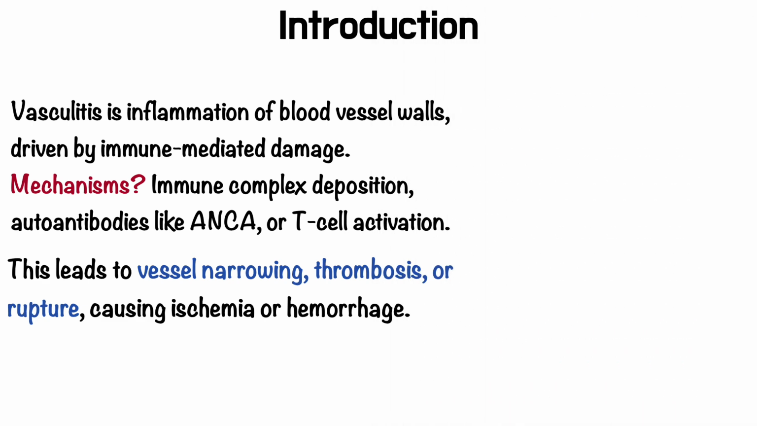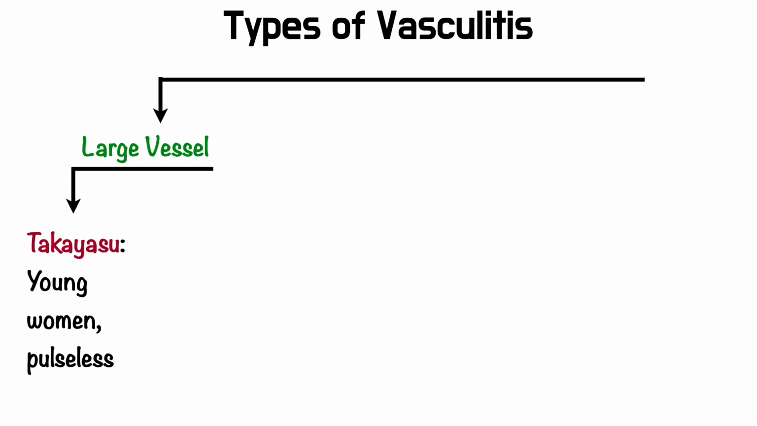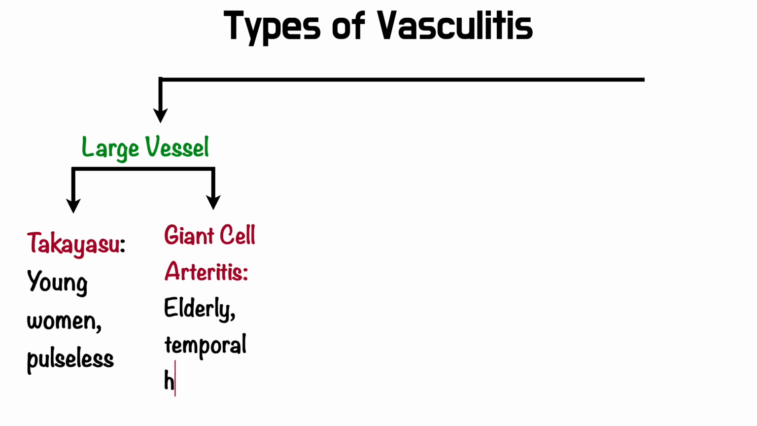So, let's talk about the types of vasculitis in detail. I have already said that the basis is the size of the vessel. So, in large vessel, there can be Takayasu. Takayasu is a type of vasculitis, and it most commonly affects young women, and pulselessness is the feature of Takayasu arteritis. And then in large vessel, there is also giant cell arteritis. The most common artery involved in giant cell arteritis is the temporal artery, and it will lead to headache, and it affects the elderly.